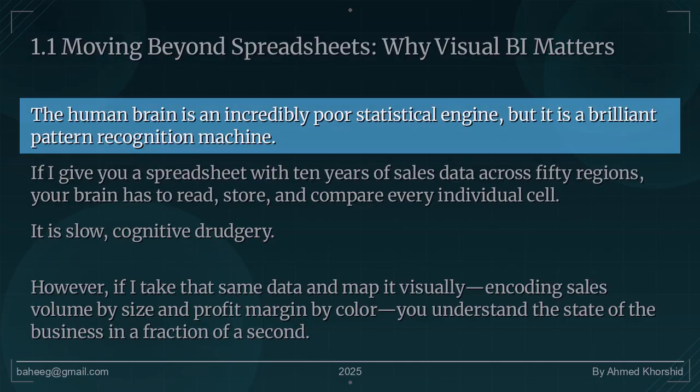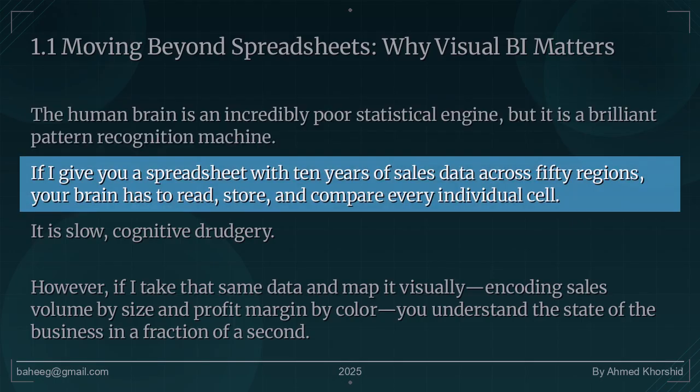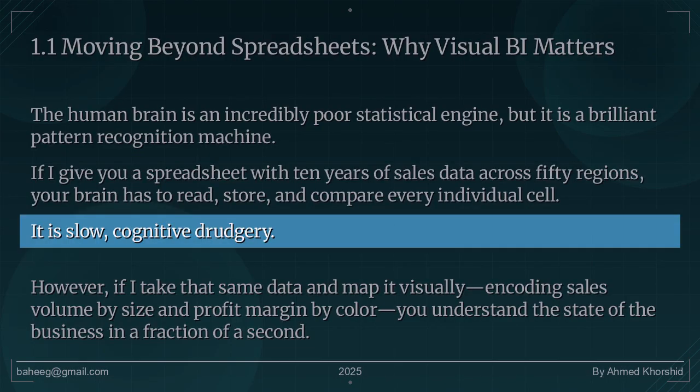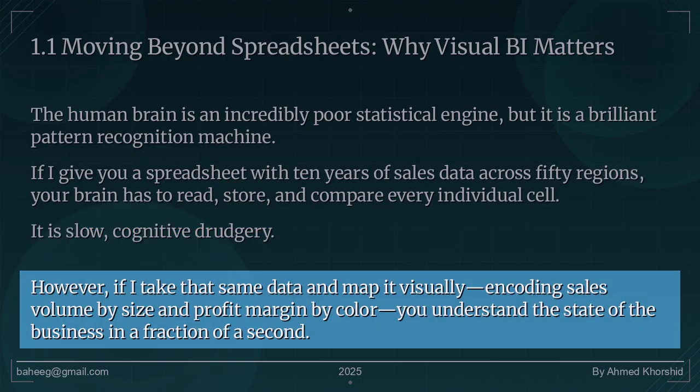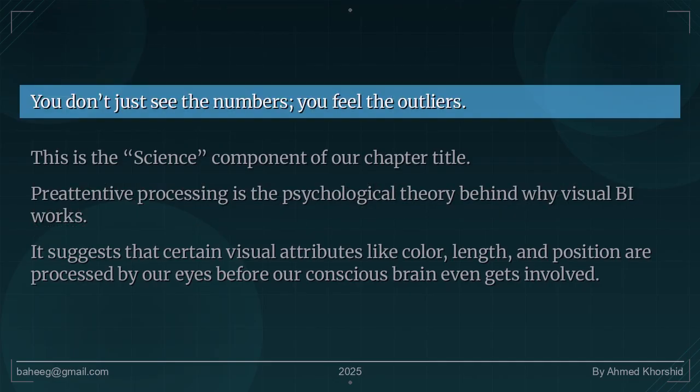The human brain is an incredibly poor statistical engine, but it is a brilliant pattern recognition machine. If I give you a spreadsheet with 10 years of sales data across 50 regions, your brain has to read, store, and compare every individual cell. It is slow, cognitive drudgery. However, if I take that same data and map it visually, encoding sales volume by size and profit margin by color, you understand the state of the business in a fraction of a second. You don't just see the numbers, you feel the outliers.